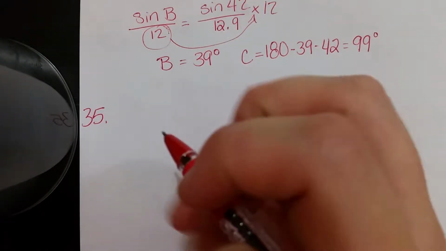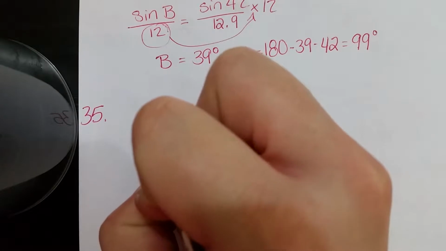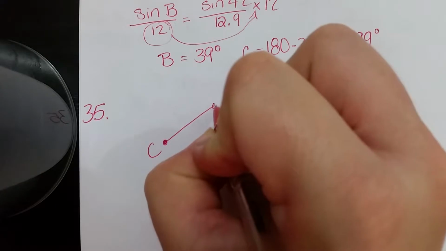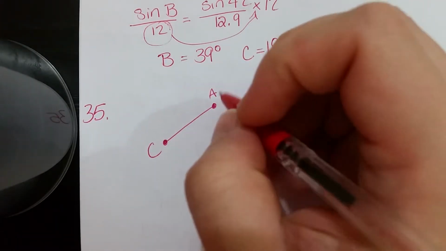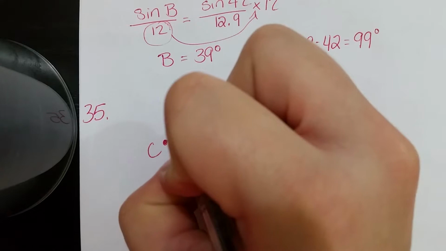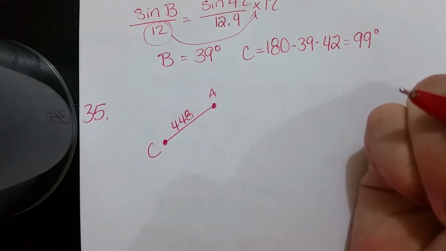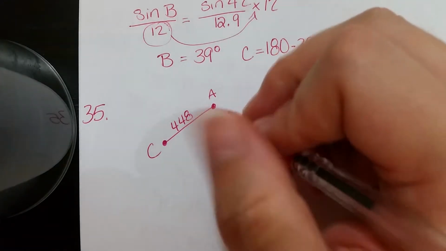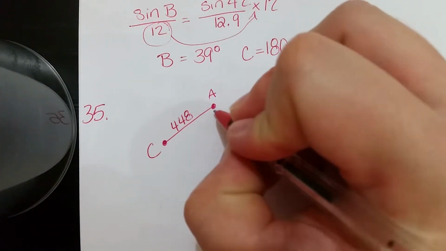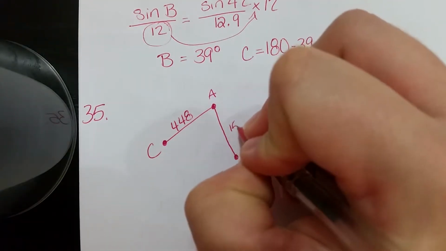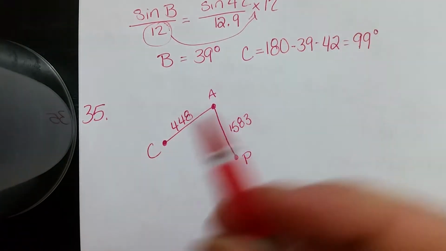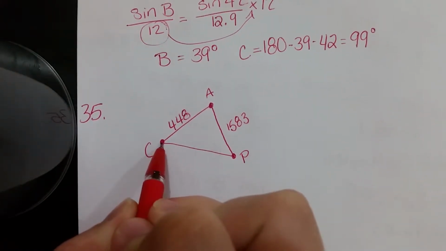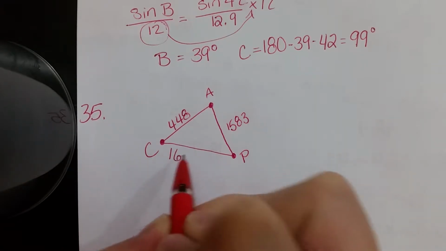So basically, I'm just going to use letters to represent this. I'm going to say here she is starting in Columbus, and she goes to Atlanta. And it says in the problem that that's a distance of 448 miles. And then on to Phoenix, so she goes to Phoenix, and when she does that, it's 1583. And then going back from Phoenix to Columbus, it's going to be 1667.